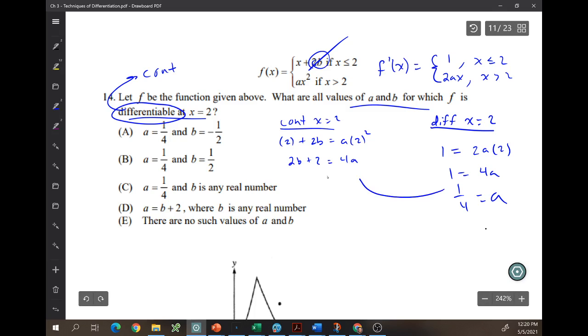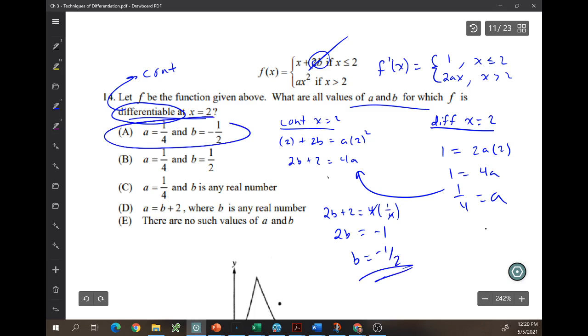Now we're going to take that 1/4, plug it in for a. So 2b plus 2 equals 4 times 1/4. That's 2b plus 2 equals 1. So 1 minus 2 is negative 1. Divide by 2, b equals negative half. So choice A.